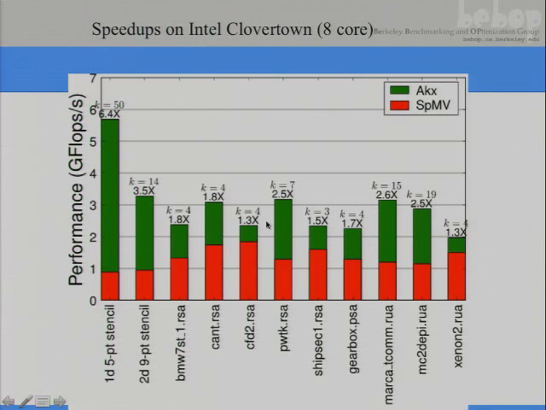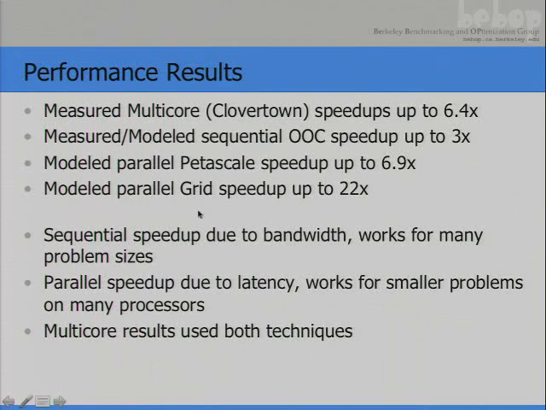Okay, let me do a little bit more summary of performance numbers. The best speedup we saw in that case was 6.4. There was also some work done where the slow memory was disk and the fast memory was DRAM. That's another case where communication is expensive, so that's the out-of-core speedup, and there was a speedup of up to 3x. There was a model of running this on a petascale machine, with up to 6.9x. And then there was running on the grid, a bunch of processors in different cities, with very low bandwidth and high latency. A speedup of up to 22x was predicted. So depending on your architecture, you can get more or less good speedups.